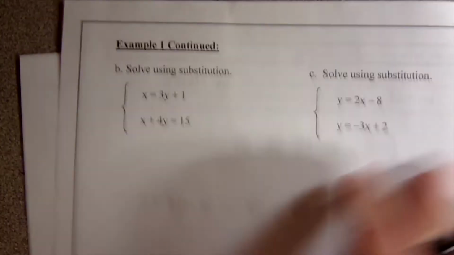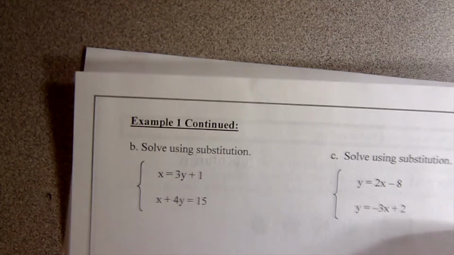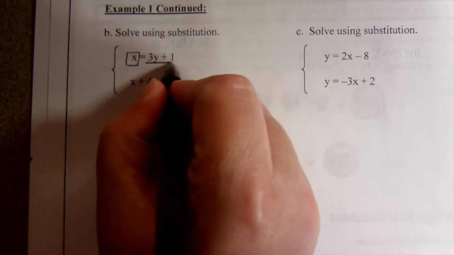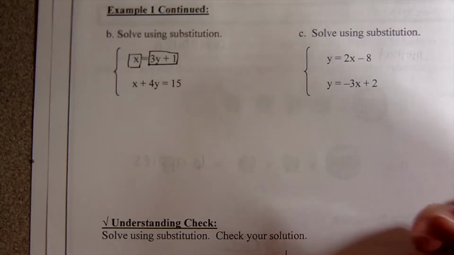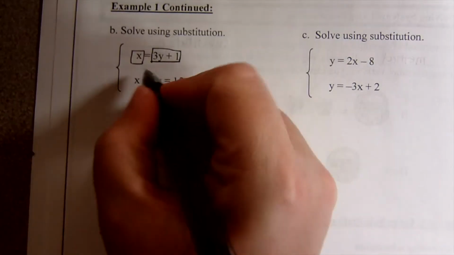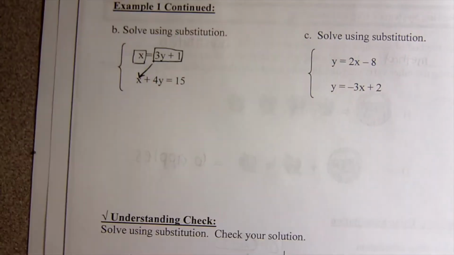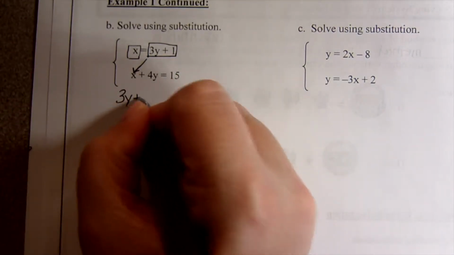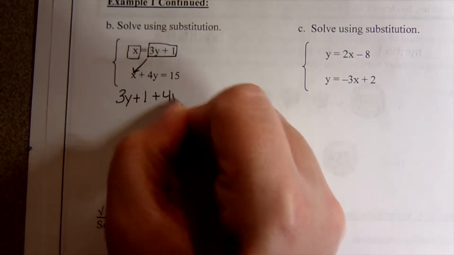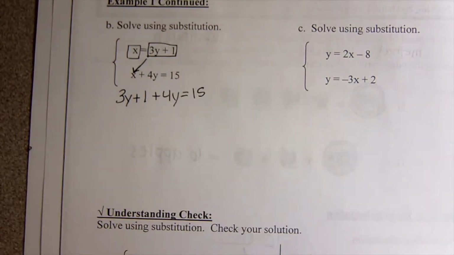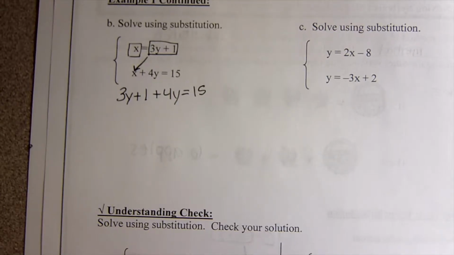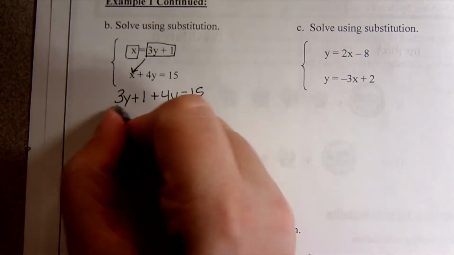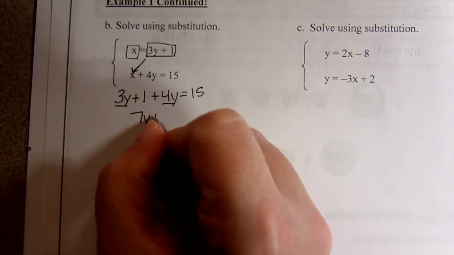And it's not always going to be y. So in example B, we have x now wants to be known as 3y plus 1. That's his new nickname. So we're replacing x with 3y plus 1 in this second equation. So 3y plus 1 plus 4y equals 15. What do I do next? Combine like terms. What are my like terms? 3y and 4y. So that gives me 7y plus 1 equals 15.